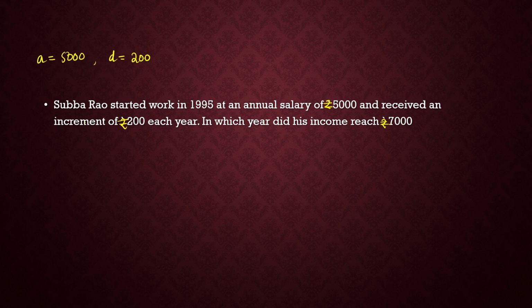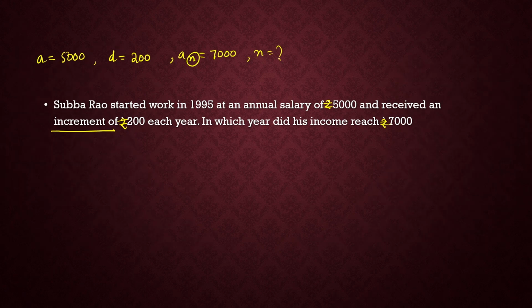If they're giving you that it's decremented, okay, in reality it might not happen, but if they have given that it's decremented, then in that case you will be using minus 200. Okay, always you need to note down, if it's increasing then it's plus, if it's decreasing then it's minus. And at the end her salary became equal to 7,000. Now they are asking in which year did it happen. So for that you have to find the value of n.